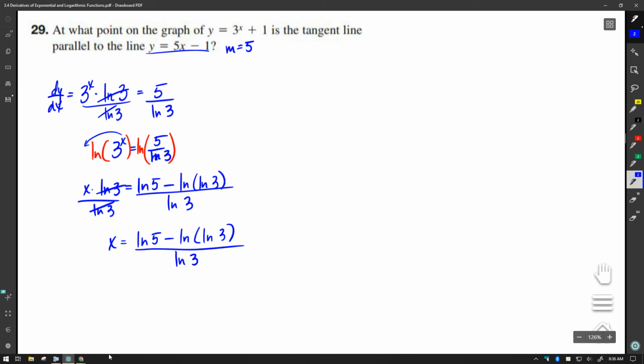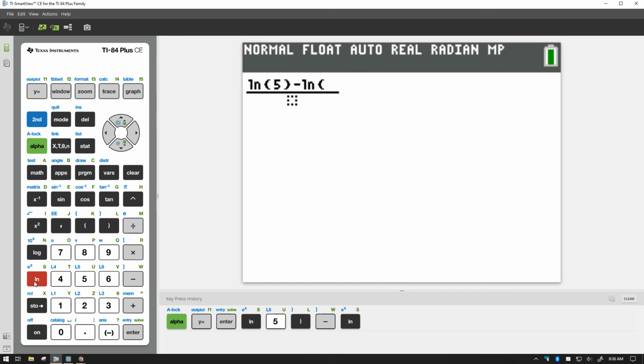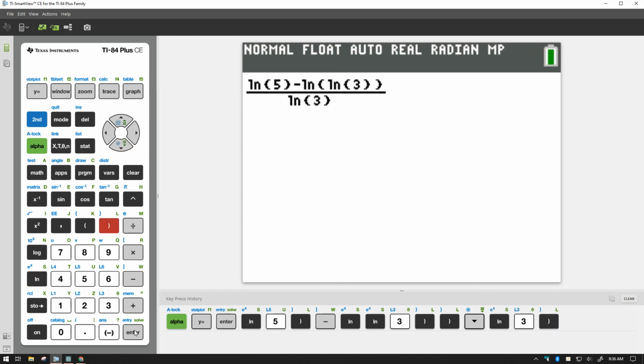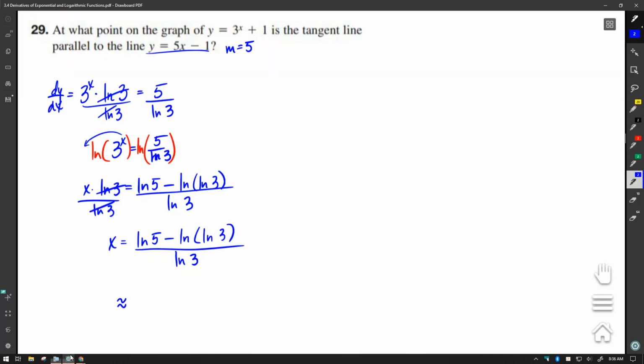We're probably going to want a decimal approximation of this, so we're going to use a calculator to get that. Let's go to the calculator here. Let's set up a fraction. We want the natural log of 5 minus the natural log of the natural log of 3, over the natural log of 3. And that's going to be about 1.379. So let's get that down here, about 1.379, rounded to 3 decimal places.